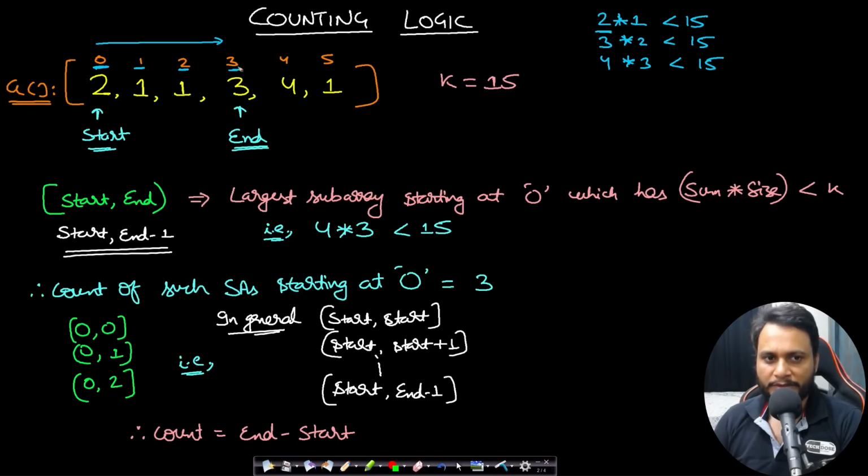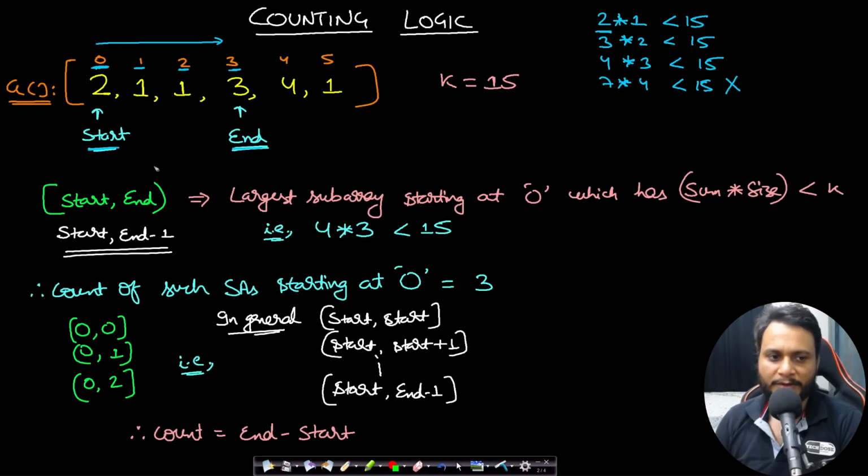But if you try to include this 3, then what happens is the sum becomes 7 and the length becomes 4. It is 28 and it is not less than 15. So the largest subarray that you can form starting from 0, which is valid, is of length 3, and that is what is represented by, let's say, start and end.